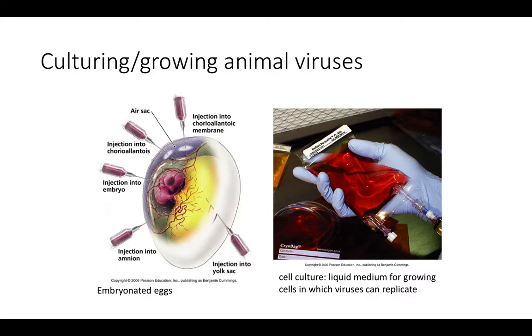Here are the embryonated eggs, and here's a cell tissue culture. In the old days, we had these hard, sterile tissue culture plates, and this is something new. I'm a dinosaur, right? But they have these flexible bags and they have ports, so you can introduce viruses or antiviral drug candidates and see if you can inhibit the virus replication.